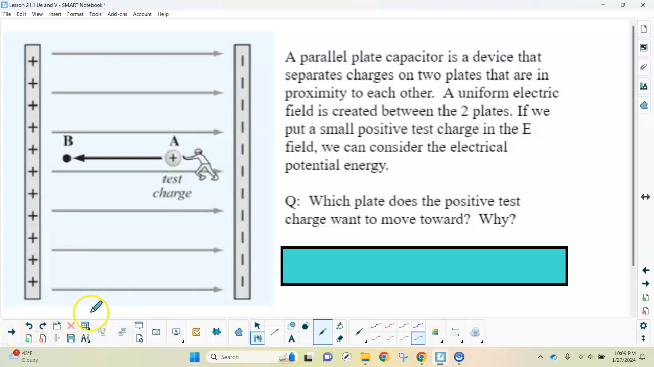Here's an example that I'm going to use for several slides. So we have a charge here at position A, and we're going to move it towards position B. And we have what's called a parallel plate capacitor here. I think I mentioned this in class, but you might not have remembered it.